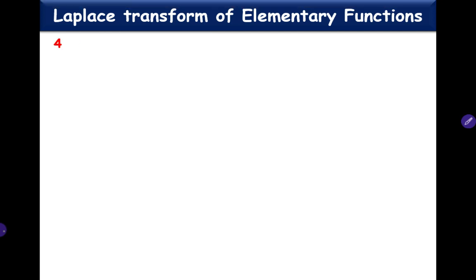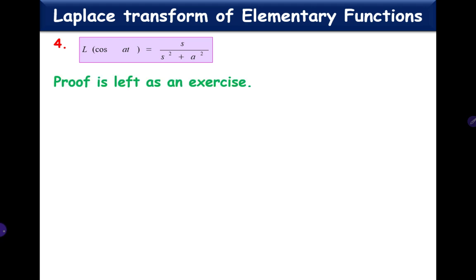Now, the Laplace transform of cos at is s by s square plus a square. The proof goes along similar lines as the Laplace transform of sine at. You can try to prove that the Laplace transform of cos at is s by s square plus a square. It is left as an exercise.